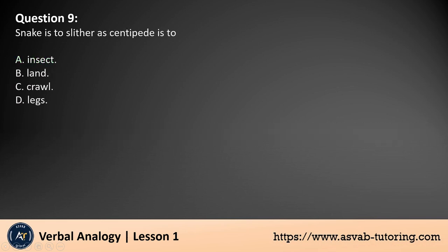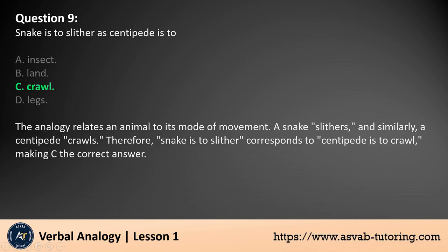Question 9. Snake is to slither as centipede is to: A. Insect, B. Land, C. Crawl, D. Legs. The answer is C. The analogy relates an animal to its mode of movement. A snake slithers, and similarly, a centipede crawls. Therefore, snake is to slither corresponds to centipede is to crawl, making C the correct answer.